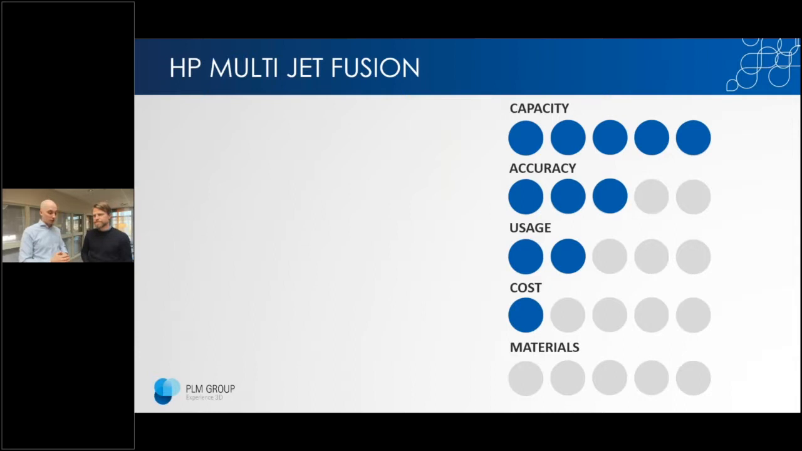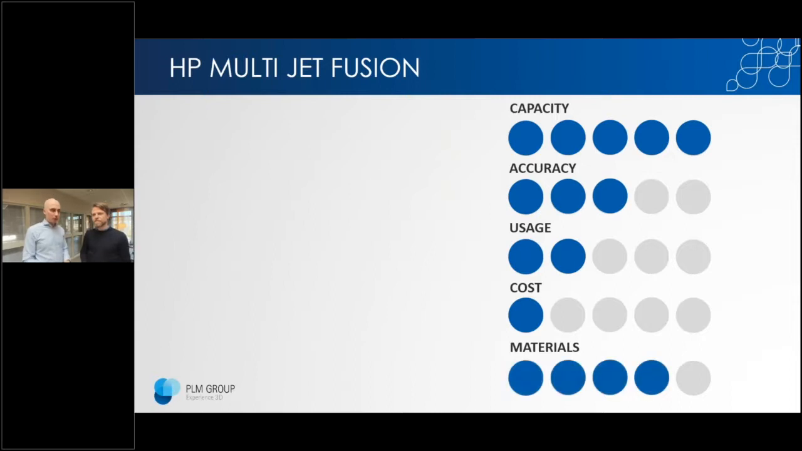So to sum all this up, if you look at the next metric, which is cost, it's the lowest cost of operation out there. The cost per part is really, really low, even if you take into account all of these post-processing steps, because of the machine's sheer capacity. Yeah, it's really amazing.